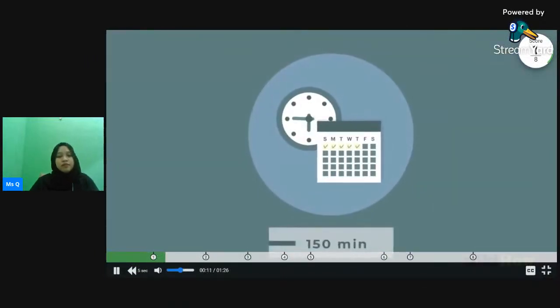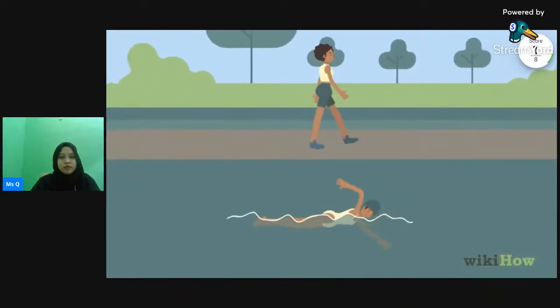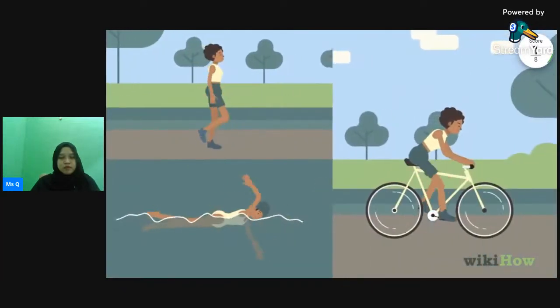Aim to get in 150 minutes of moderate aerobic exercise per week, like walking, swimming, or riding your bike.